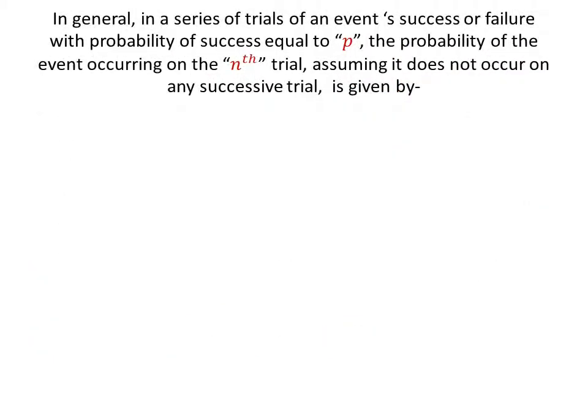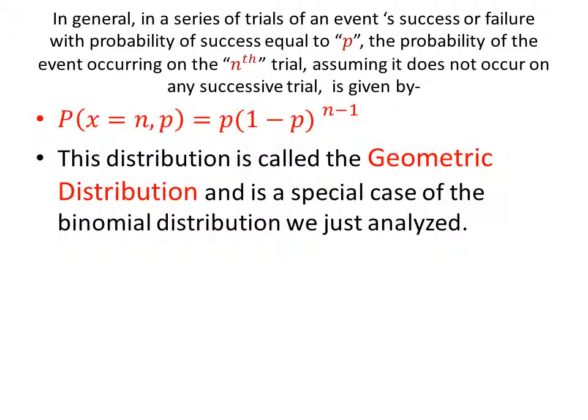In general, in a series of trials of an event's success or failure, with the probability of success equal to p, the probability of the event occurring on the nth trial, assuming it does not occur on any previous trial, is given by this expression, p times 1 minus p to the n minus 1 power. This distribution is called the geometric distribution, and of course it is a special case of the binomial distribution that we've just analyzed.